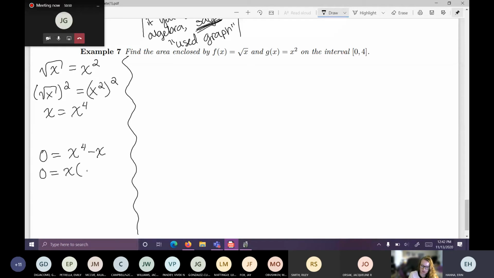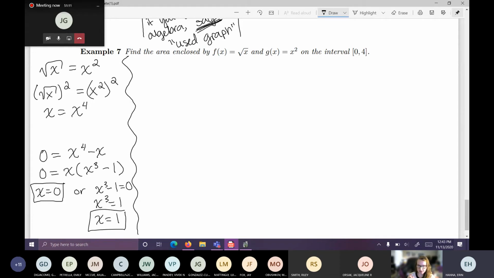And then I'm going to pull it out of both terms. So I get x cubed minus 1. So we'll get either x equals 0 or x cubed minus 1 equals 0. So x equals 0 and x equals 1. Here we don't need plus minus because it's an odd power. You'll need a plus minus when it's an even power.